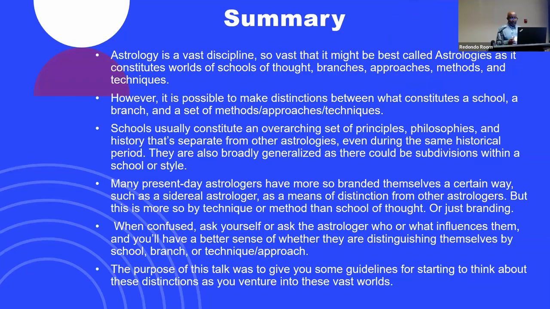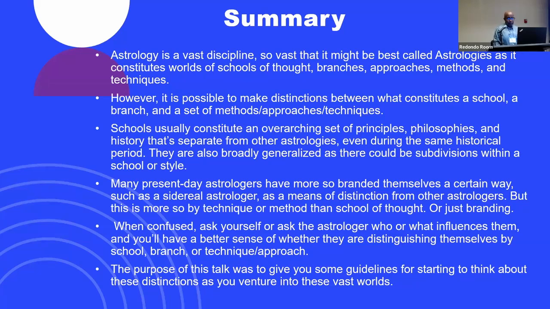So in summary, I just want to say that astrology is a vast discipline, and I just mentioned that you could better call it astrologies. However, it's possible to make distinctions. Schools usually constitute an overarching set of principles, philosophies, and history that's separate from other astrologies, even during the same historical period. Because there's some overlap, for instance, between Islamicate and medieval. They are also broadly generalized, as there could be subdivisions within the school or style. Many present-day astrologers have so branded themselves a certain way, such as sidereal astrologer, as a means of distinction from other astrologers, but this is more so by technique or method than school of thought, or it could just be branding.